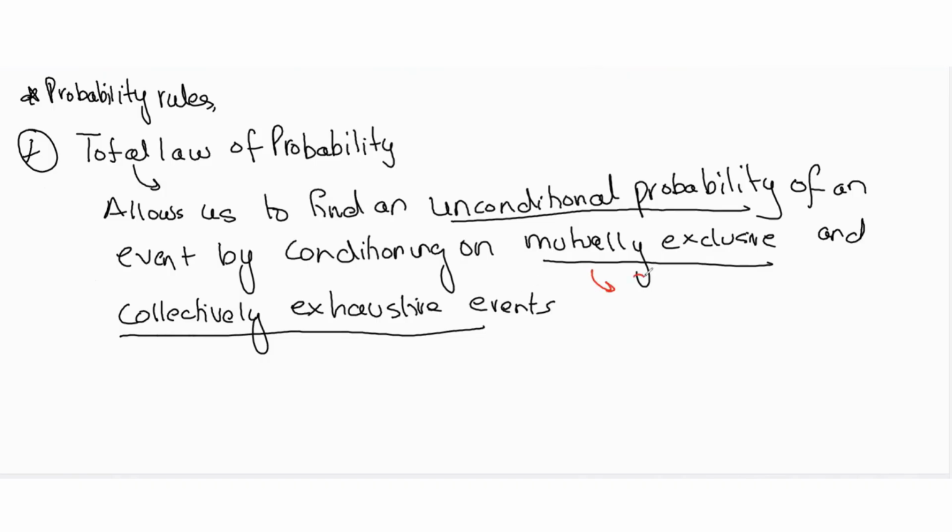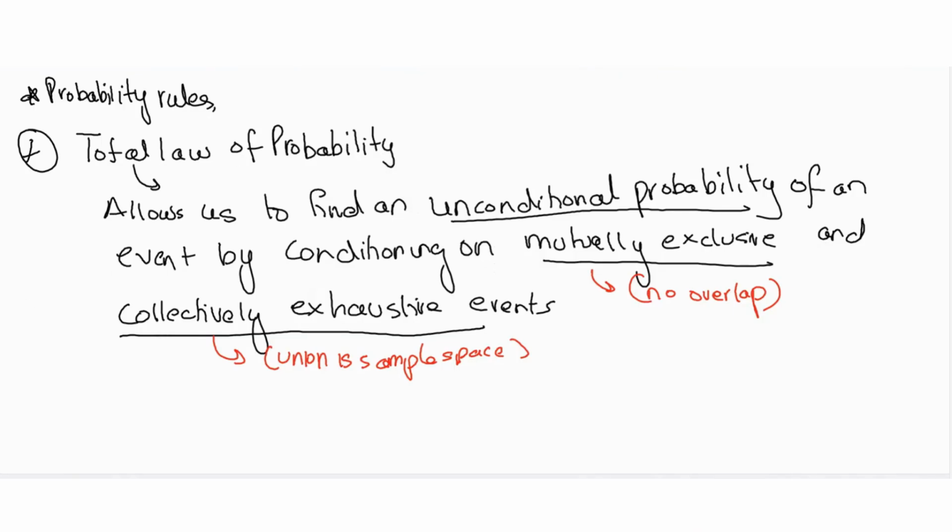Mutually exclusive means no overlap. Collectively exhaustive means the union is the sample space. No overlap means you don't share any common outcomes. If two events are mutually exclusive, like A and B, the probability of the intersection is a null set. So total law of probability allows us to find an unconditional probability of an event by conditioning on mutually exclusive and collectively exhaustive events.